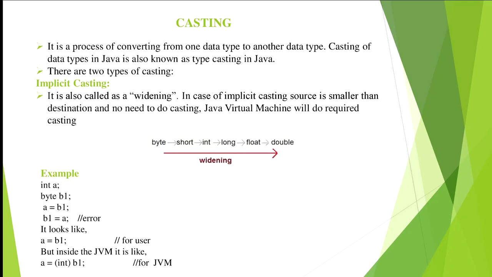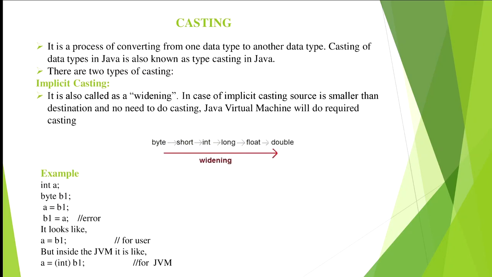If you observe the figure from left to right, I read byte, short, int, long, float, double. According to their storage capacities, the sizes or the storage capacities of each data type increase from left to right, meaning the source is smaller than the destination, and that's why it is called widening.